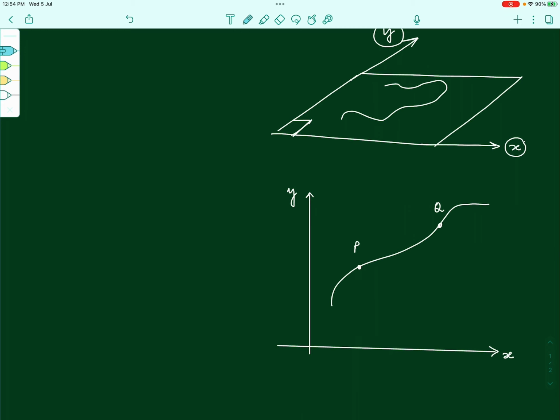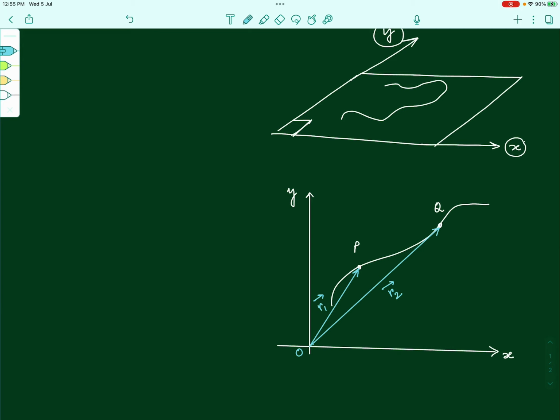Let us consider the initial position vector of the particle, which is the position vector of the point P. Let's call it vector R1. And the final position vector of the particle, let us call it R2, which is the position vector of the point Q. Starting from the origin, these are vectors OP and vector OQ. So these are the 2 position vectors corresponding to the initial position and the final position.